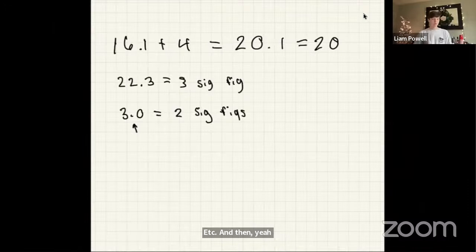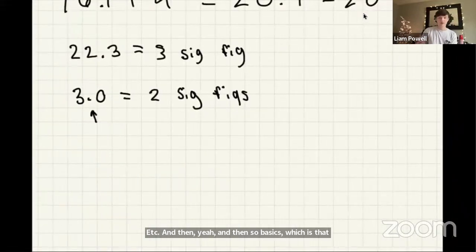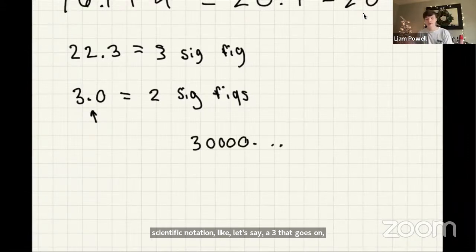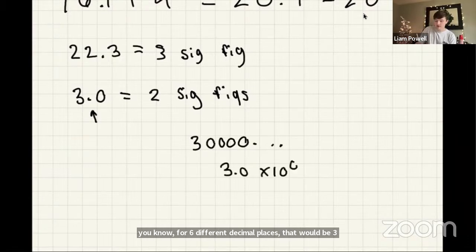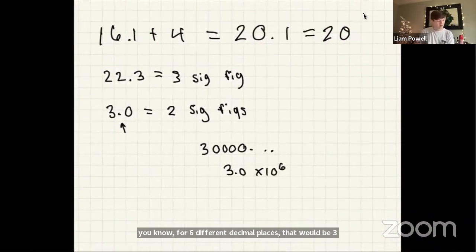And then the basics, which is the order of magnitude in powers of 10. So for instance, if we want to put something in scientific notation, like a 3 that goes on for 6 decimal places, that would be 3.0 times 10 to the 6. And another thing we'd want to know is that we use length as in meters, time as in seconds, and mass as in kilograms for most of our calculations.